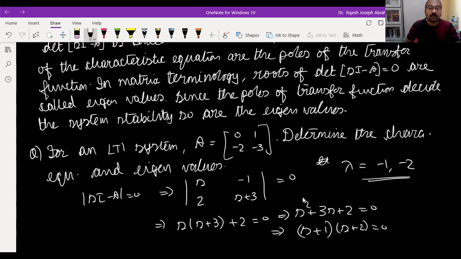In this way, you can find the eigenvalues and check whether a system represented in a state space model is stable or not. You first find the characteristic equation, which means determinant SI minus A equal to 0. Then look at the polarity of the eigenvalues. If all the eigenvalues have negative real parts, the system is stable. If they have positive real parts, the system is unstable.